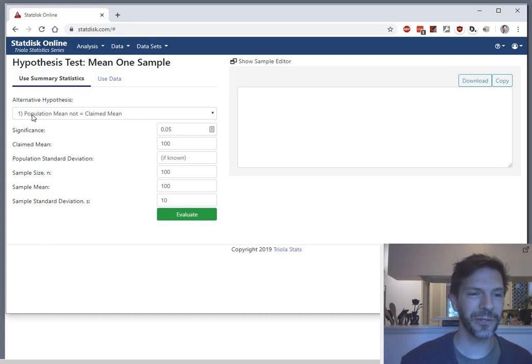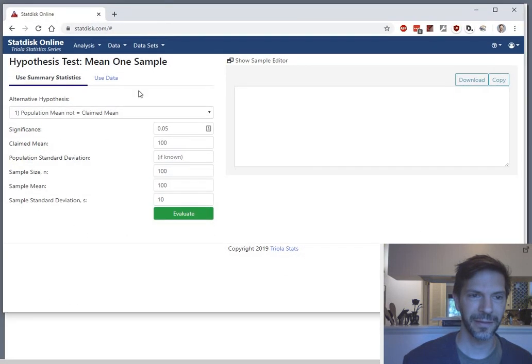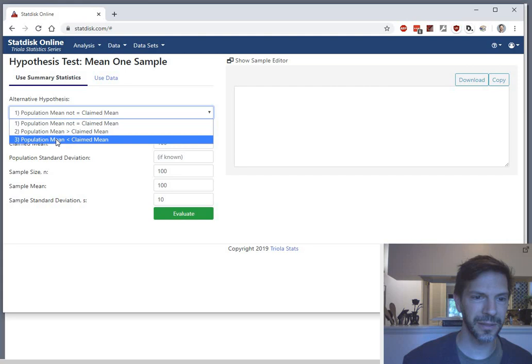Okay, so first of all, the alternative hypothesis. Keep in mind our alternative hypothesis was that the population mean is less than the claimed mean of 5. So the population mean is less than the claimed mean of 5.